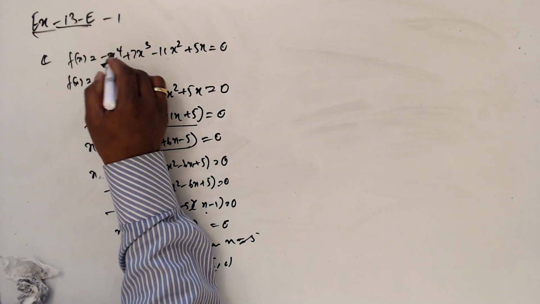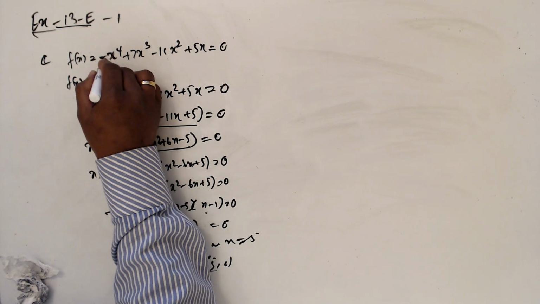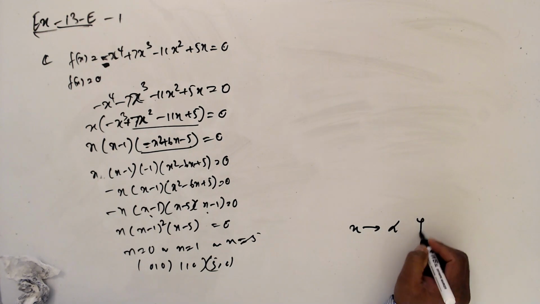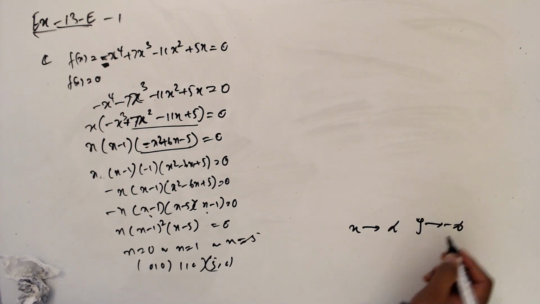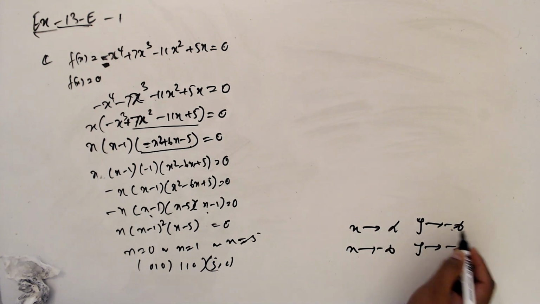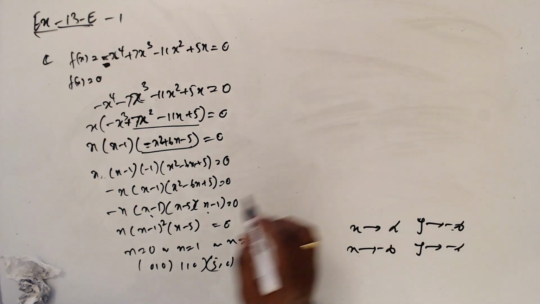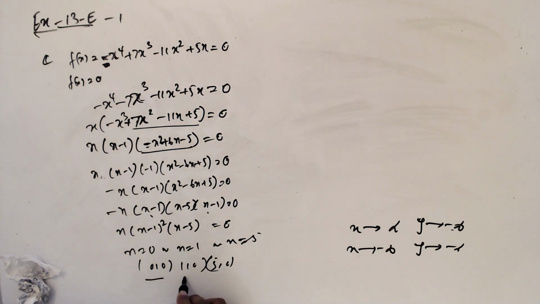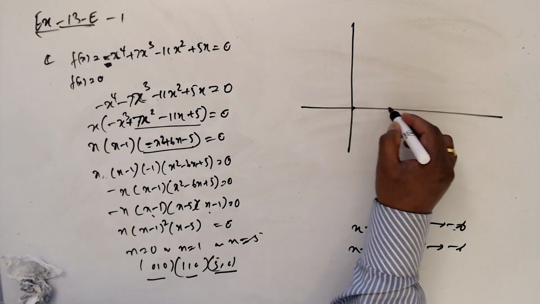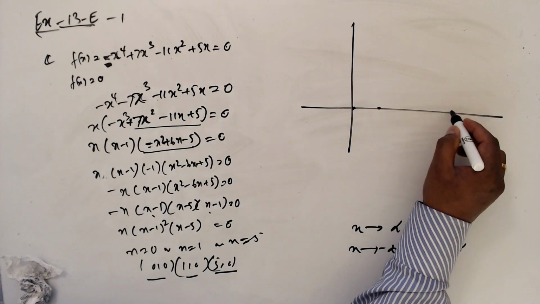For the maximum power, the coefficient is negative, so as x goes to positive infinity, y goes to negative infinity, and as x goes to negative infinity, again y goes to negative infinity. So we have (0, 0), (1, 0), (5, 0), and (1, 0) is a repeated root. So then the graph is going to be 0, 1, 5.